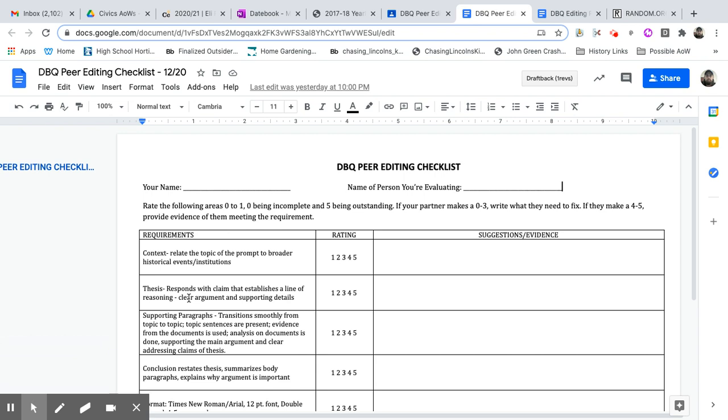The other thing I want you to do is meet with them, have a conversation with them about their paper. That should help everyone be very clear on what they need to do going forward.